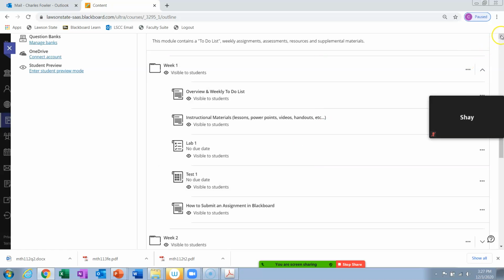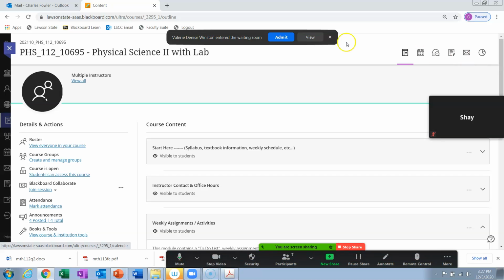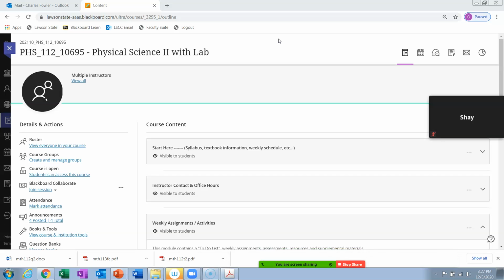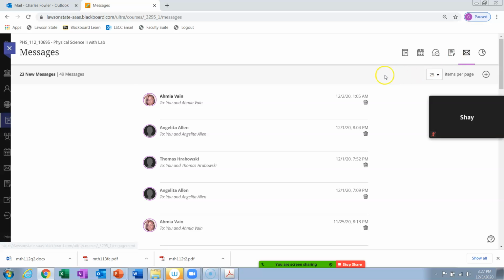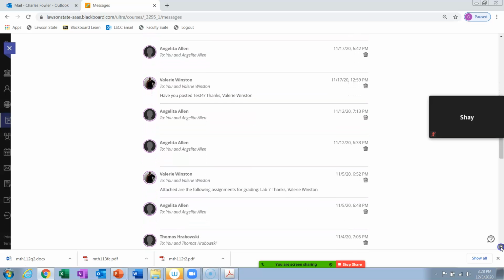Now, why do I say you don't have to? Because here's the other option. Up here, you see this little envelope? That's Blackboard messages. Okay, hold on, let me get Valerie in here. Okay. Now we got someone at the bottom part of the alphabet holding it down. We're grounded now. So here we have the Blackboard messages. If you click on that, you will see where Mia sent me messages, Angelita, and stuff like this. In yours, you won't see all these unless y'all sent messages back and forth to each other.